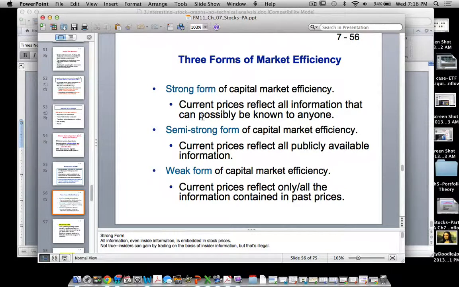Strong form is where some of the discussion can happen, that current prices reflect all information that can possibly be known. So all information, you can write public and private. So if, let's say, Apple is thinking of merging with Walmart. You're laughing, but you never know. Maybe I know something that nobody else knows.